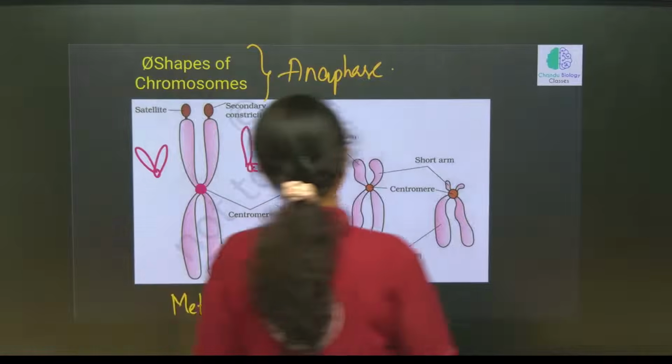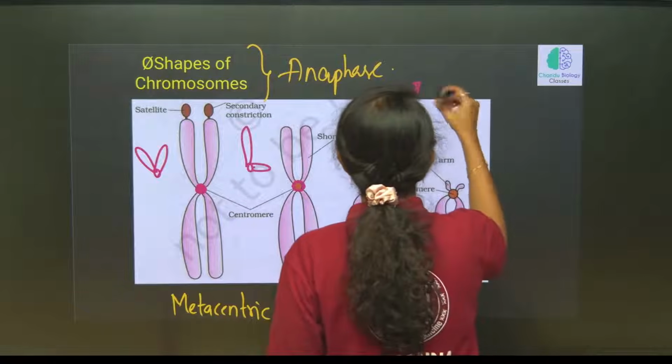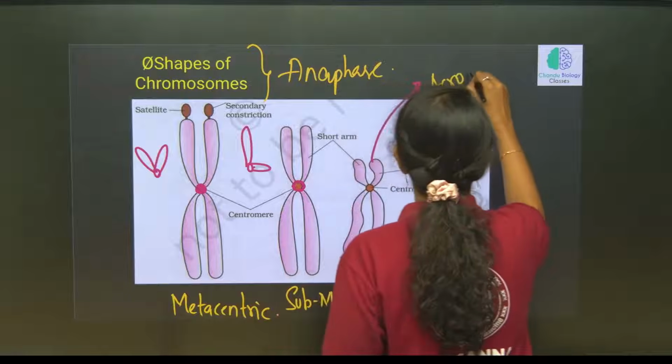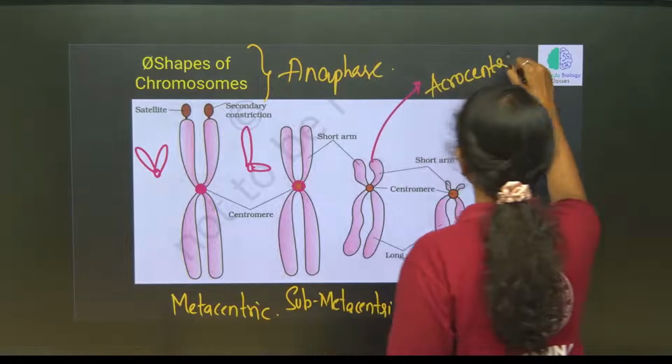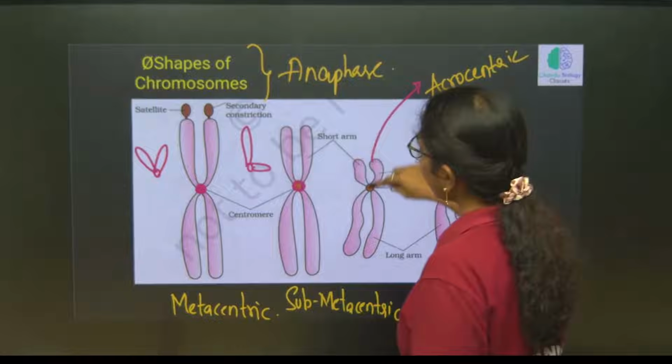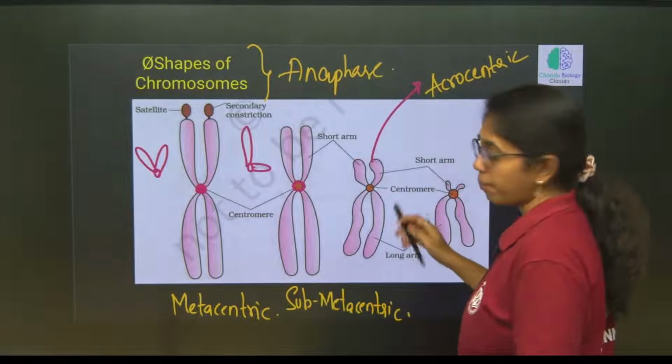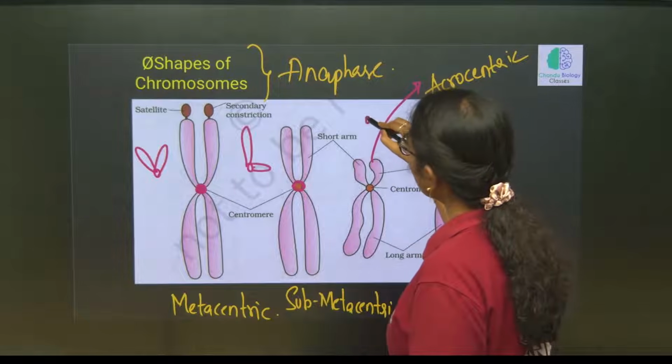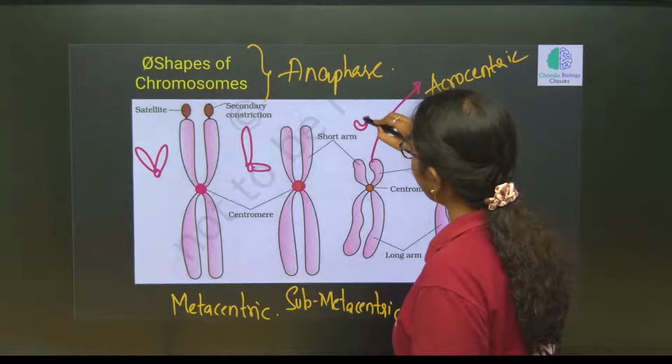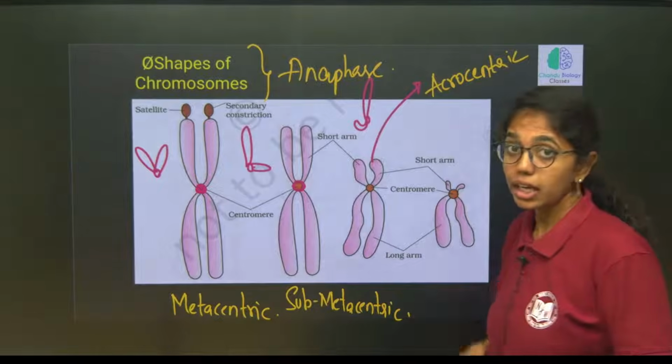And the next shape of the chromosome is the acrocentric chromosome. Acrocentric, where you can see one very short arm and one very long arm. And what will be the shape of the chromosome here? J shape, one very short arm and one very long arm.